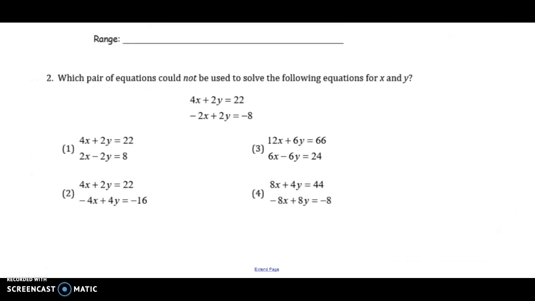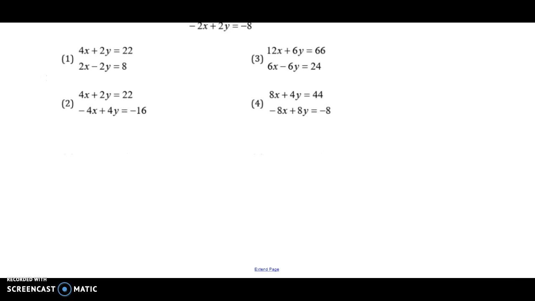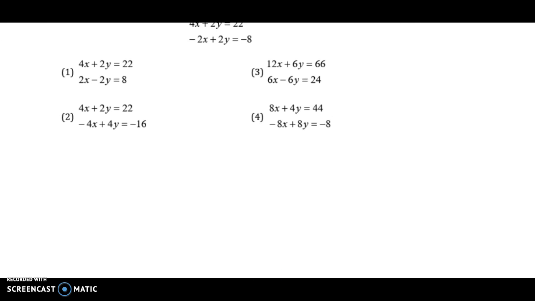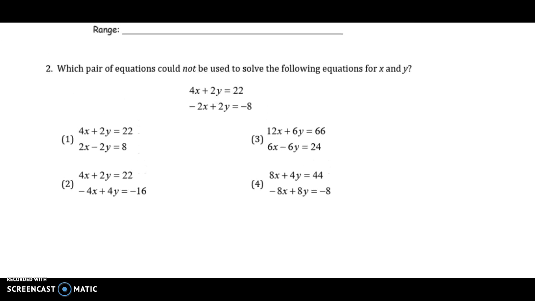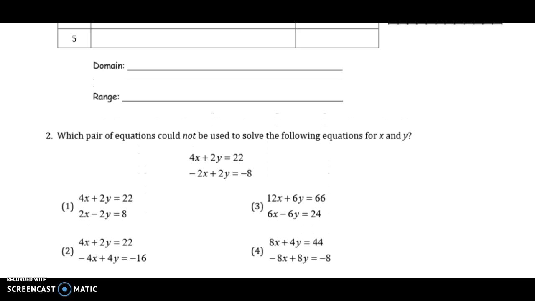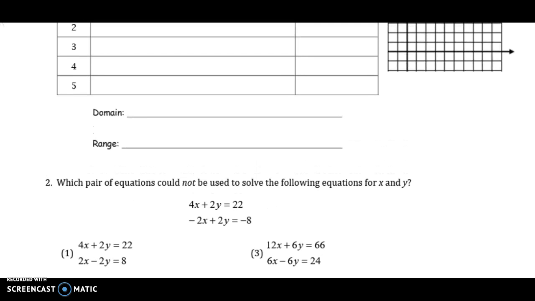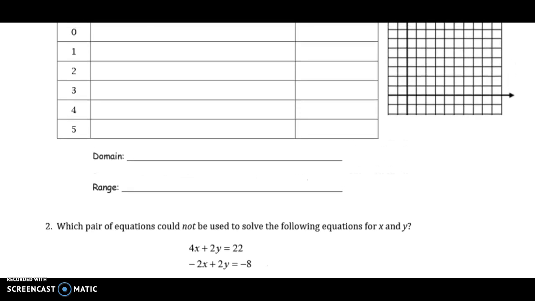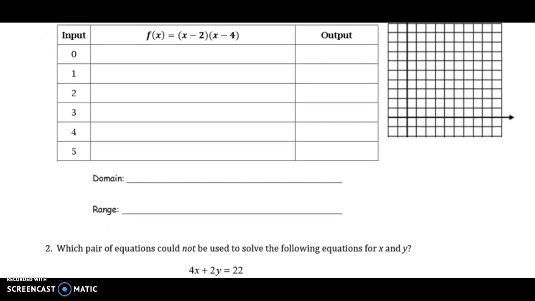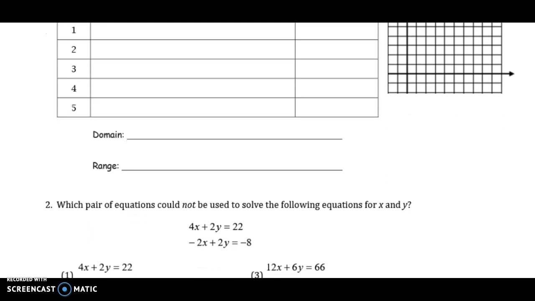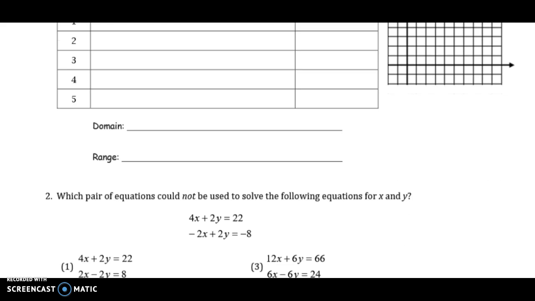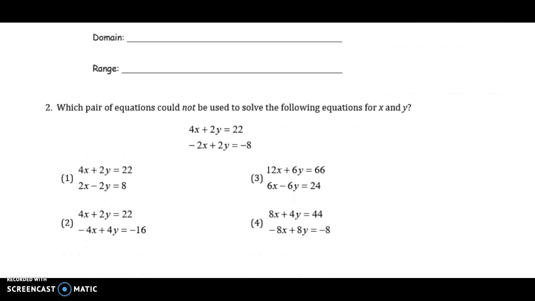So with the homework, same process as before. Go through the table, fill it out, do the graph, do the domain and range. Just paying attention to whether or not it's been restricted, and it's not. You're doing the domain and range for the whole entire graph, so look at that carefully.